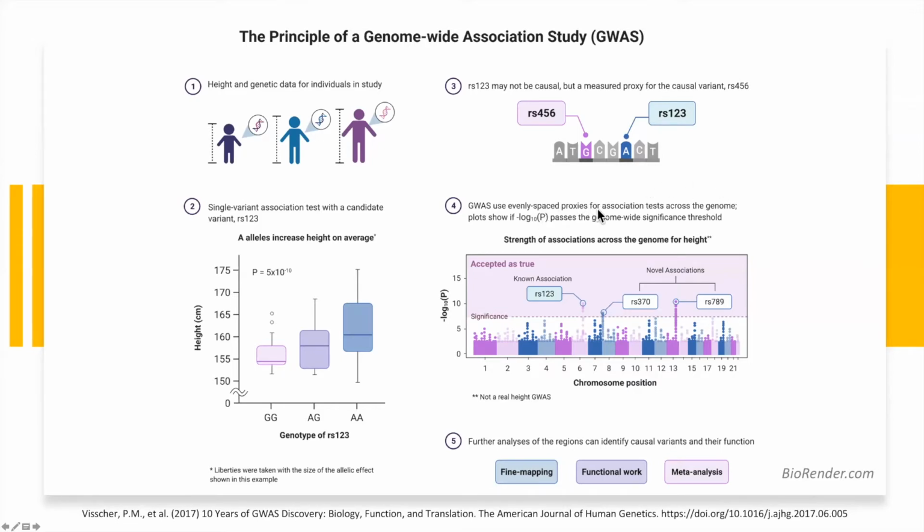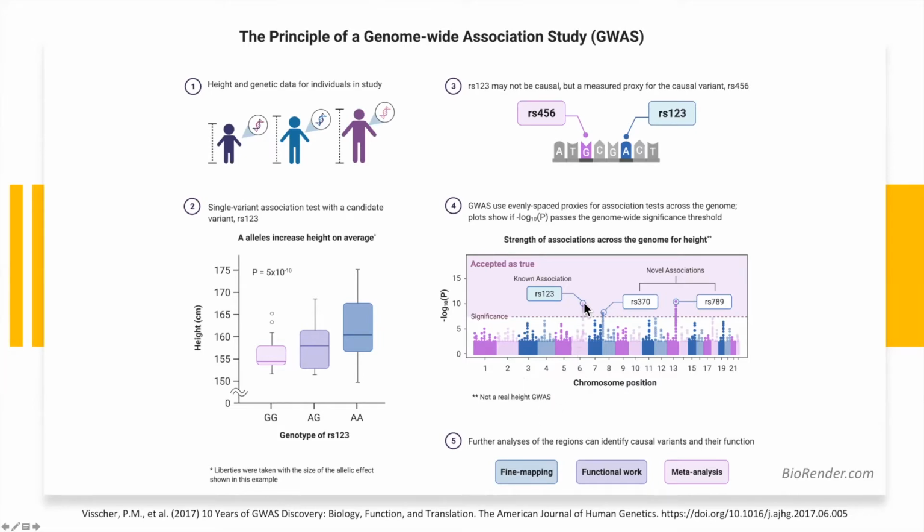So GWAS uses these evenly spaced proxies for association tests across the genome, and you plot the negative log p-value by genetic region. This is called the Manhattan plot. You can see the chromosome position here on the bottom, from chromosome 1 to chromosome 22, and then the X and Y chromosomes are usually on these plots as well. Every dot here is a variant on this particular chromosome, which is chromosome 6. So this variant is above the significance line, so it is associated with height in this case.